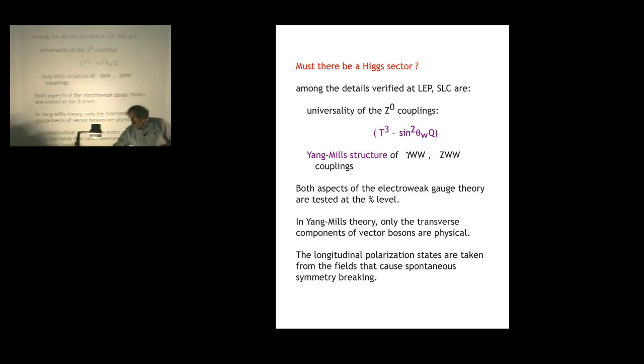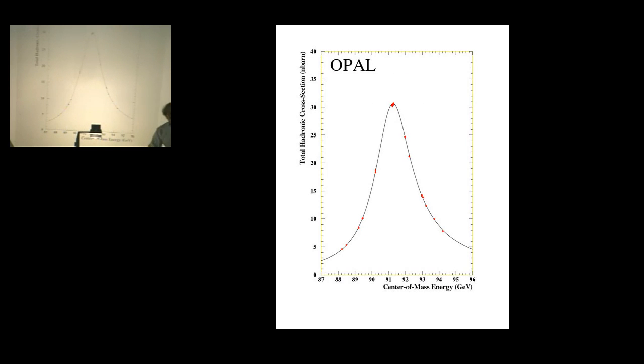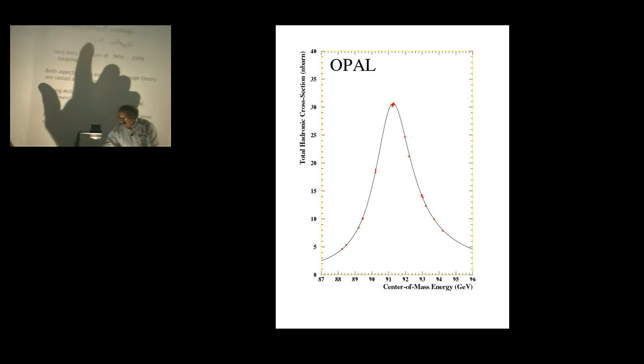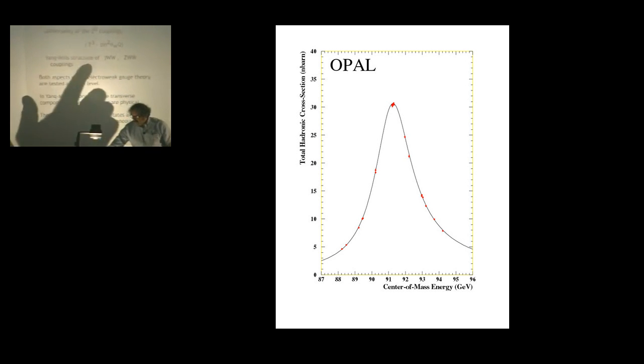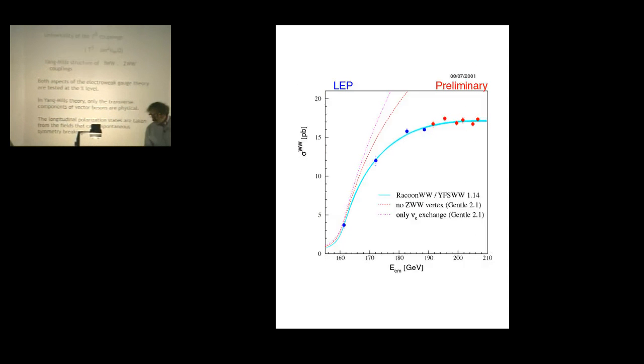Those studies have verified the universality of the Z0 couplings. That's reflected, for example, in the beautiful understanding that we have now of the Z line shape, which depends on every individual species of the standard model coupling with the same coupling constant in front of T3 minus sin²θ_W times Q. We've measured both indirectly through loop corrections and directly at LEP2 the Yang-Mills structure of the W couplings to gamma and Z.